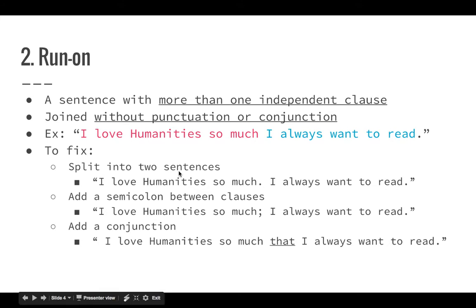To fix run-on sentences, there's a few ways we could approach that. You could split it into two sentences like this example, so instead it would say, "I love humanity so much. I always want to read." Or you could add a semicolon between the clauses, so it says "I love humanity so much; I always want to read." Or you could add some sort of conjunction that connects the two, so "I love humanity so much that I always want to read." All of those are acceptable. No one is really better than the other, it just kind of depends on the flow of your writing.